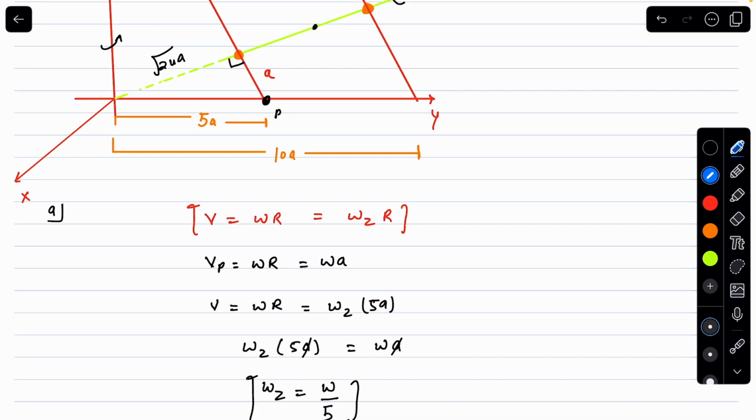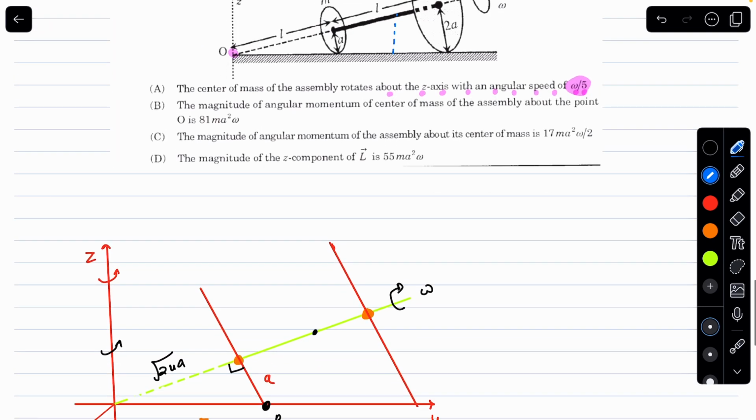So for any point, the angular velocity is going to be omega by 5. Now let's go to the second option. So the first option is correct. The second option says that the magnitude of the angular momentum of the center of mass of the assembly about the point O is this much. The angular momentum of the center of mass we need to find out.